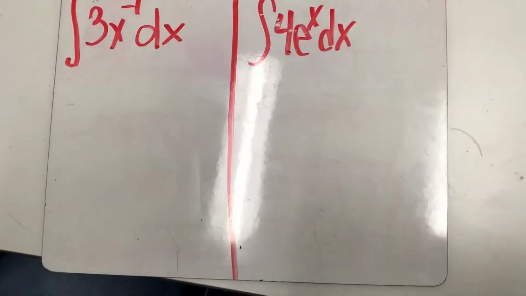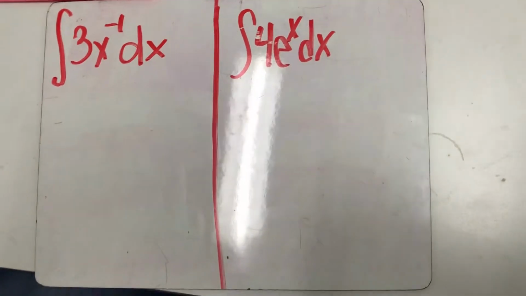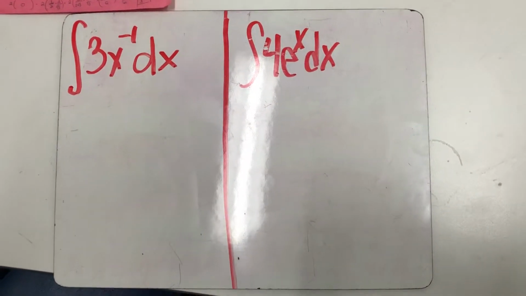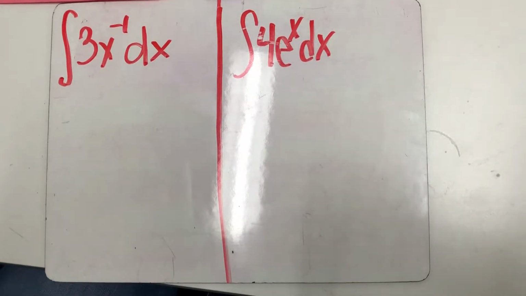So today we're going to be doing Sig number 5, which is indefinite integration. We're going to start off with our first problem, which is the indefinite integral of 3 times x to the negative 1 times dx.